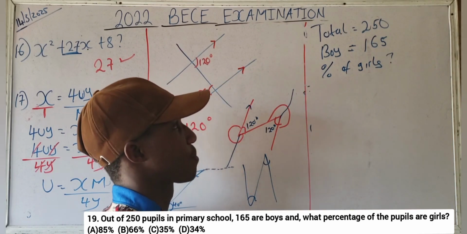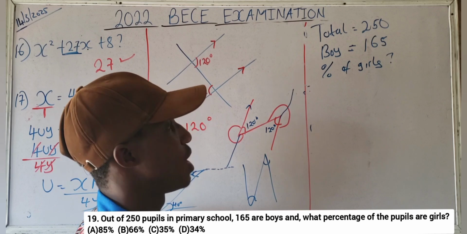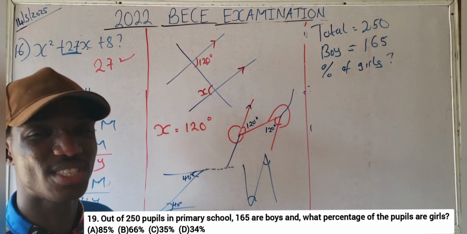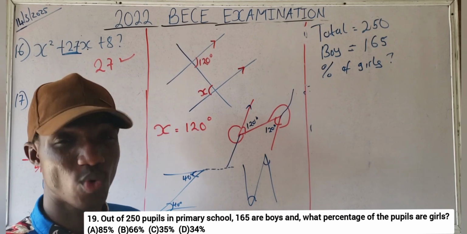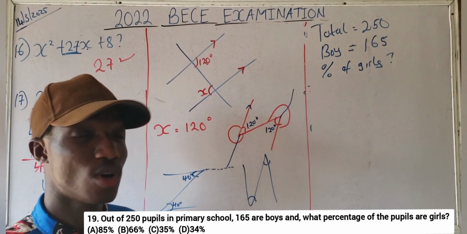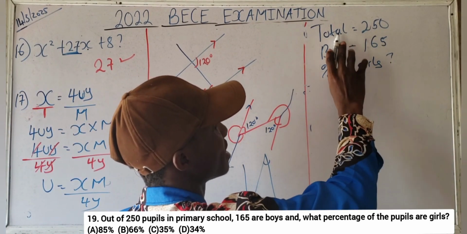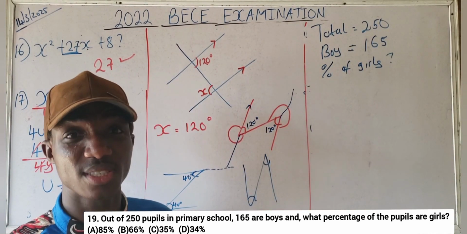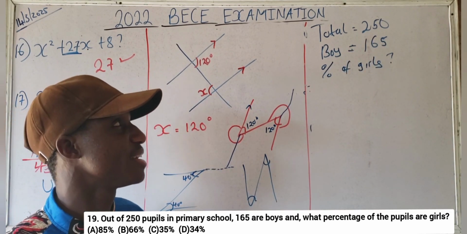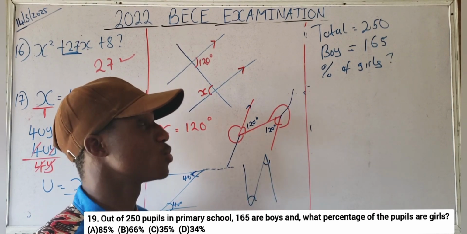Now, if you want to get the percentage of girls, you can do it in two ways, but I'm just considering the easiest way for you. Are you paying attention? If you want to get the percentage of girls present in school, you first have to know the number of girls. Since you know that the total number of pupils in the school is 250, you can determine the number of girls by subtracting 165 from 250, right?